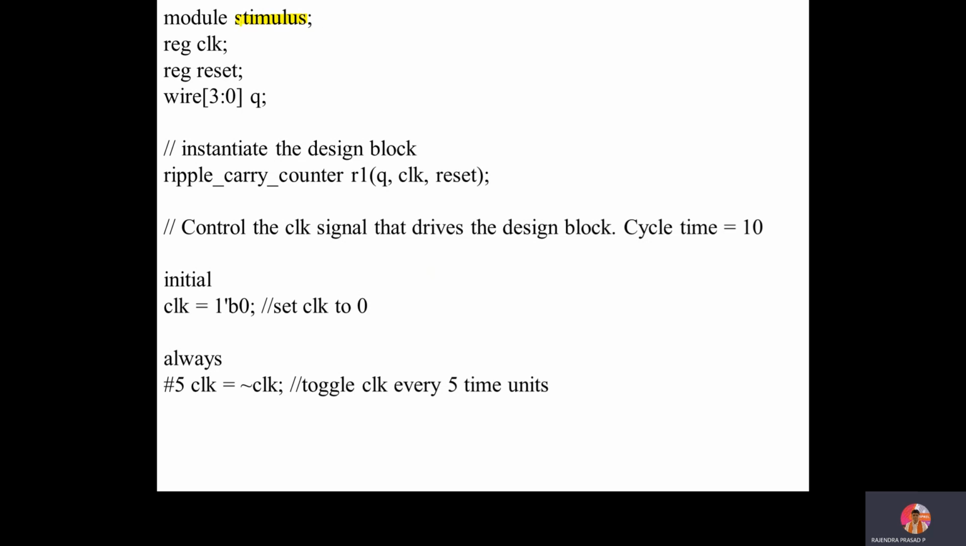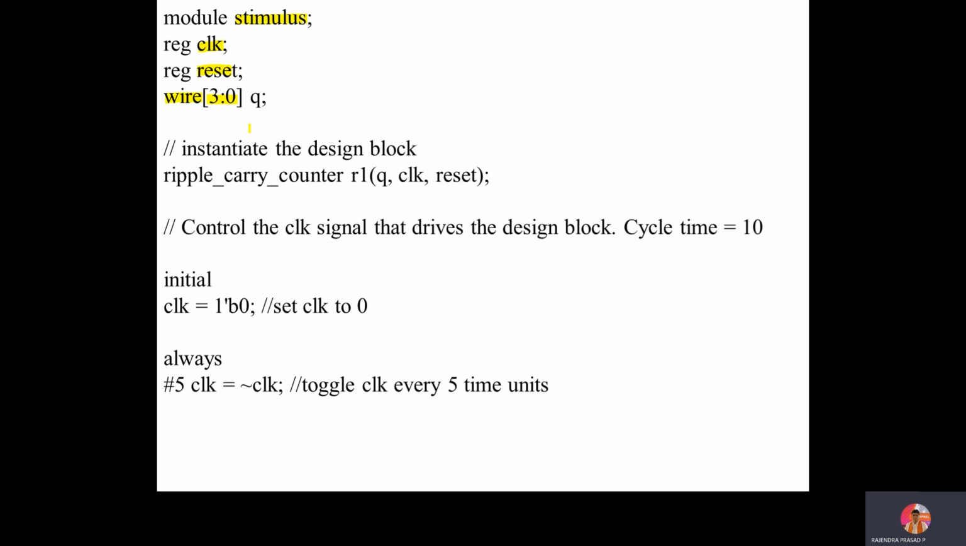So that is why I am not giving any name here. I am giving module stimulus. And here also I am going to declare what is the input register, what is the input reset, and what is the output wire. See, earlier I had to write output Q. Now I am declaring it as a wire. Why? Because Q0, Q1, Q2 are acting as an input and also acting as an output. So I cannot declare it as an input and output.